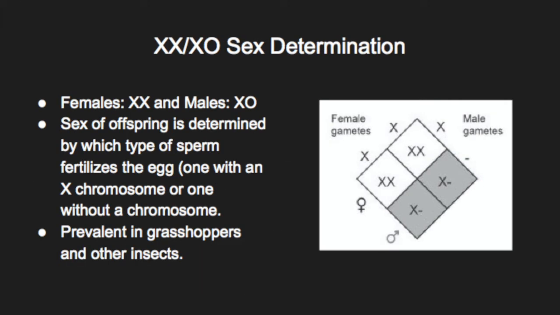Another chromosomal sex determination system is the XX-XO system. This is the simplest mechanism of sex determination. In this system, females are XX, the homogametic sex, and males are XO, the heterogametic sex. It is important to note here that there is no O chromosome. This signifies the absence of a chromosome. The sex of the offspring is determined by which type of sperm from the male fertilizes the egg. This system is present in some grasshoppers and other insects.